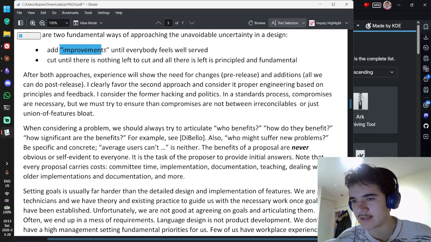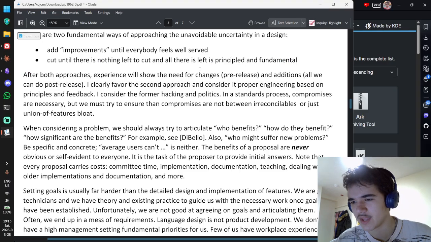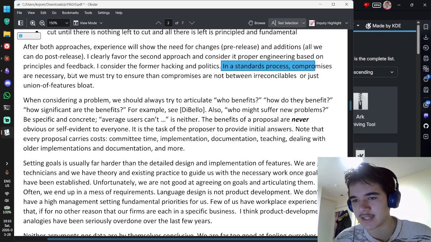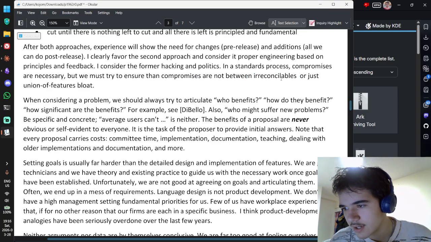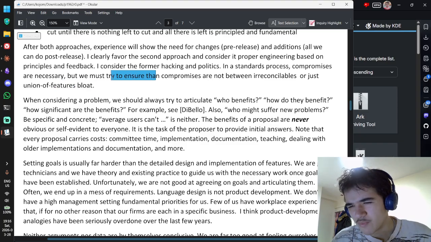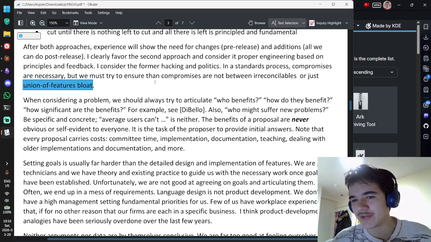Okay. I agree that this isn't good, but how do we get features? Then I wonder, because he said about generalization, in a standards process, compromises are necessary, but we must try to ensure that compromises are not between irreconcilables or just union of features bloat. Interestingly, when he says union of features, that's what I mean by combining features, like merging them.